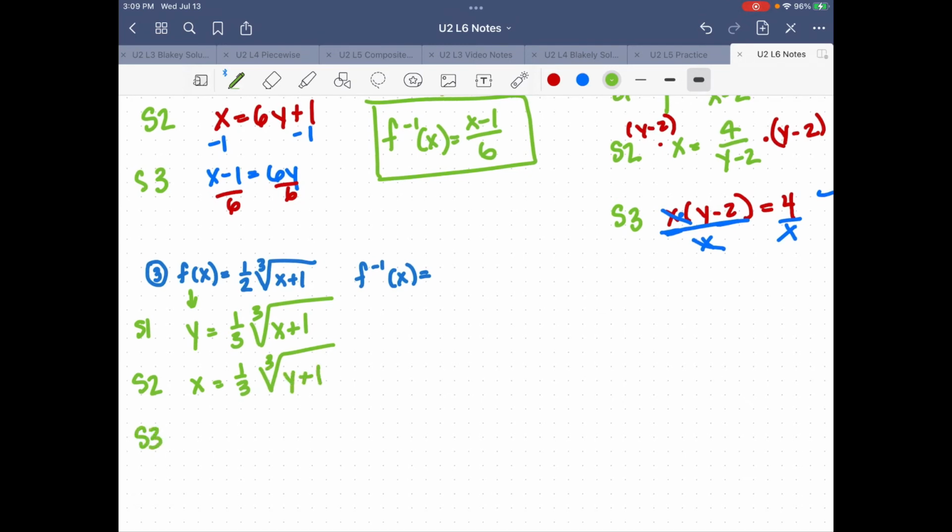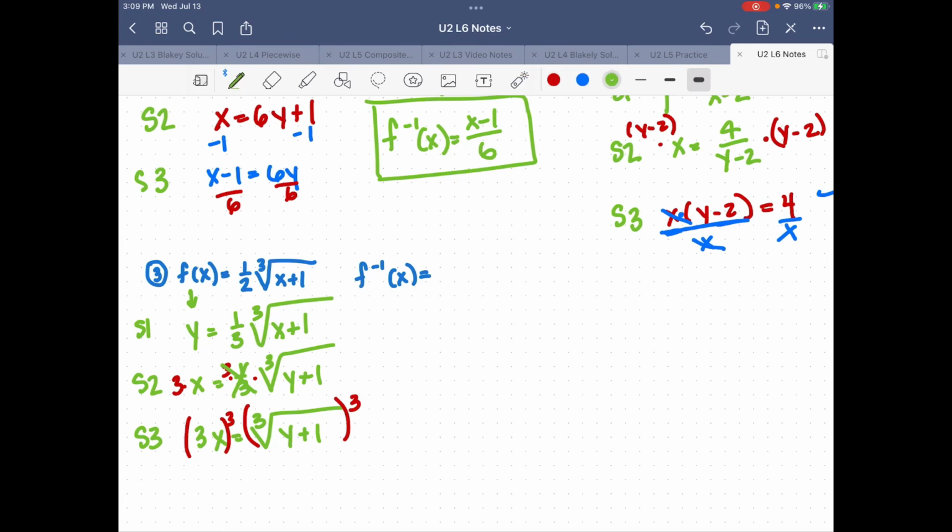And I get 3x is equal to, this cancels out, and I'm just left with the cube root of y plus 1. Now I need to undo this cube root. The way I undo a cube root is I'm going to raise both sides to the third power. The cube root and raising to the third power are inverse operations, so they undo one another. So I am left with 3x to the third, which is 3x times 3x times 3x, equals y plus 1.